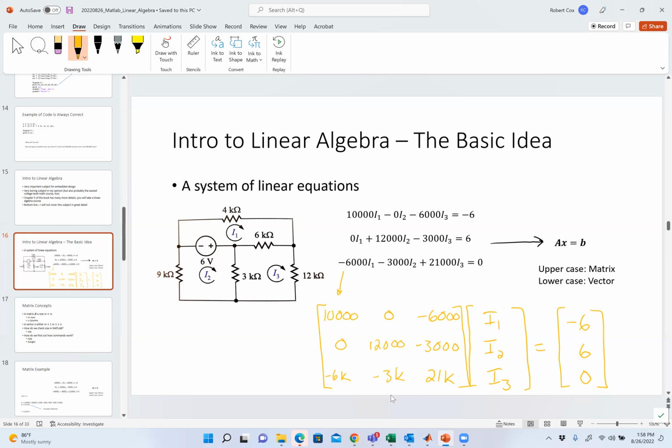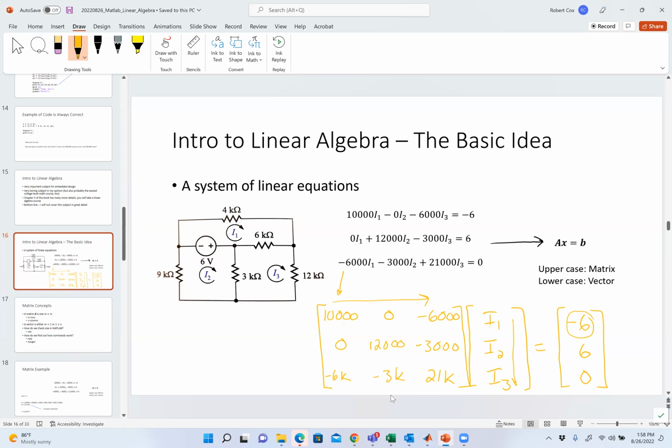The way I do this is 10,000 times I1. You go along the rows, then down the columns of the second one, and the result equals whatever's here. So 10,000 times I1 minus 0 times I2 minus 6,000 times I3 is equal to negative 6. I should be able to recreate these equations by going across this row and down this column.